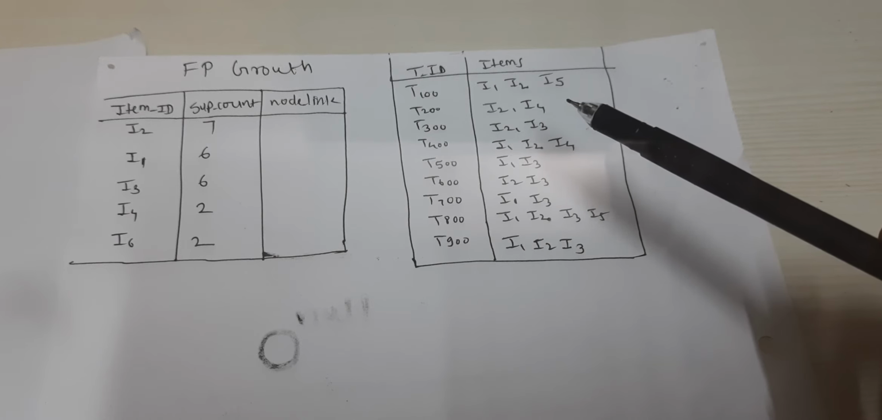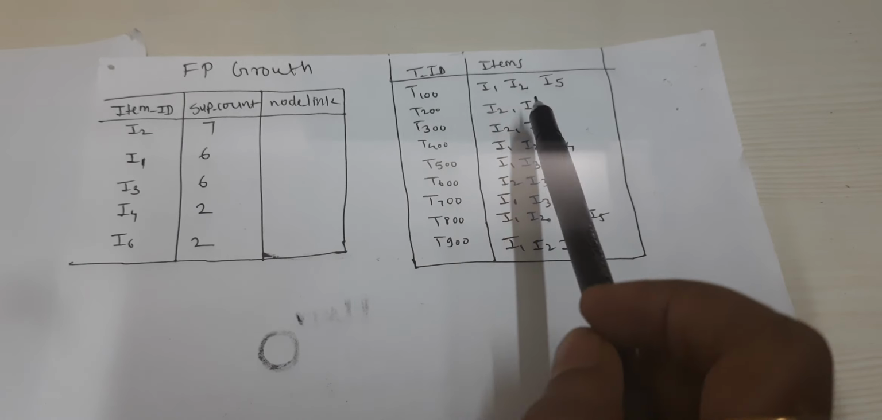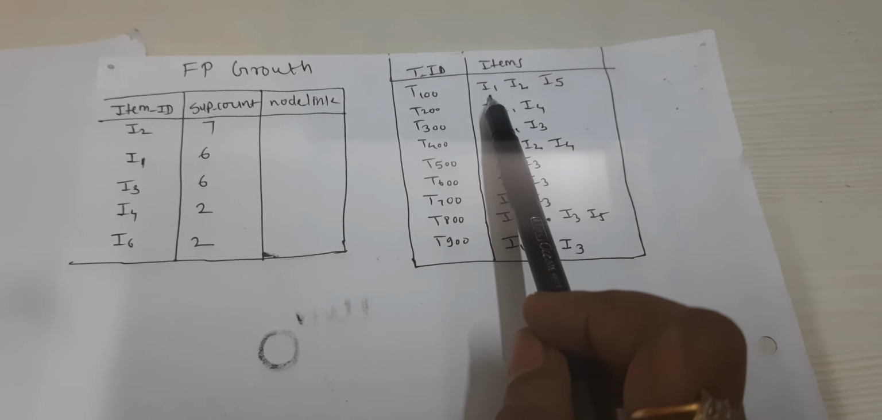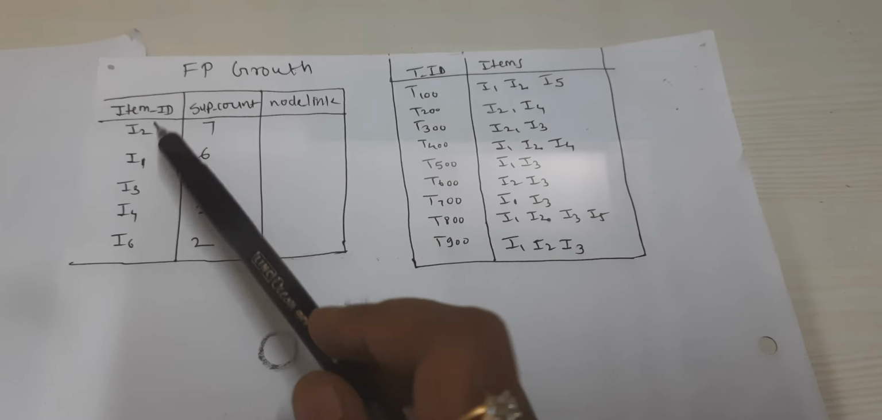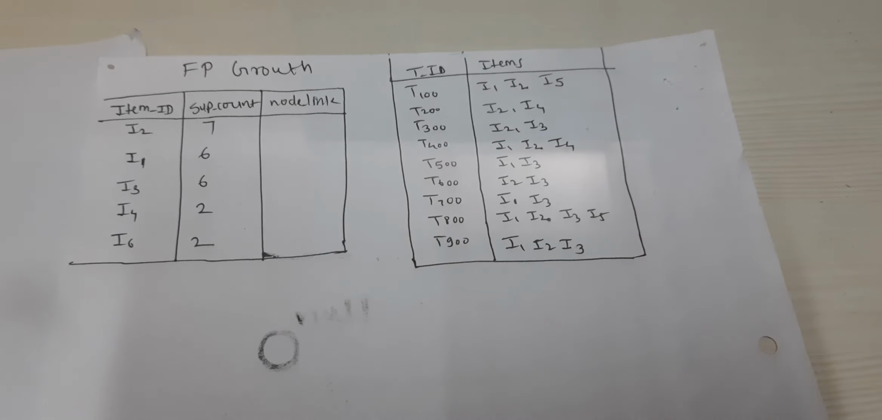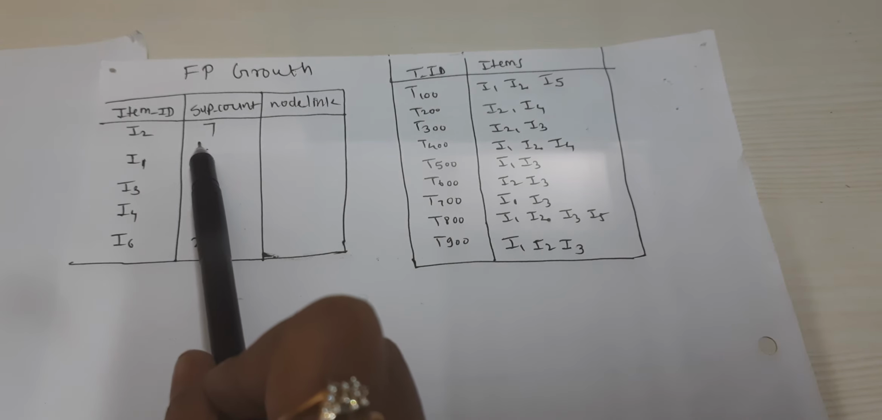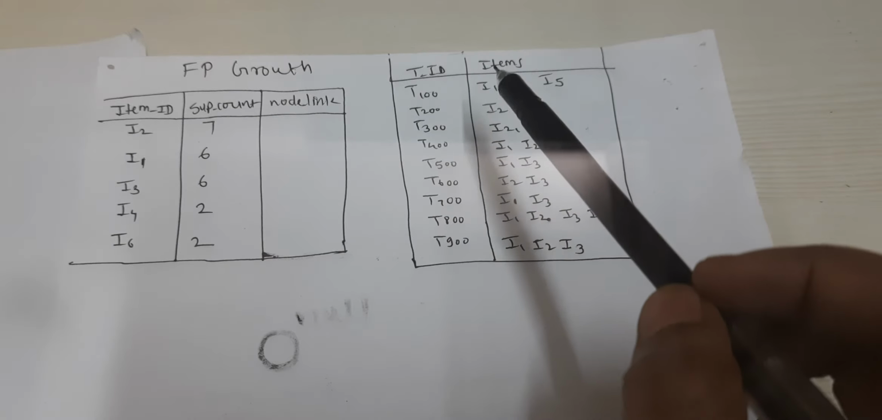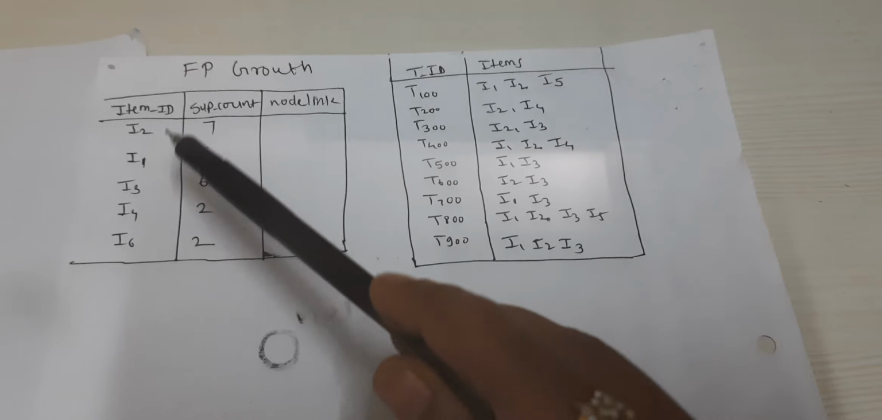For counting the support count, we have to write the item ID here. So here we have items like I1, I2, I3, I4, I5 and I6, likewise. So the support count for I2 is 7. So how does this 7 come? That means I2 comes into the picture 7 times. So that's why the support count for I2 is 7.